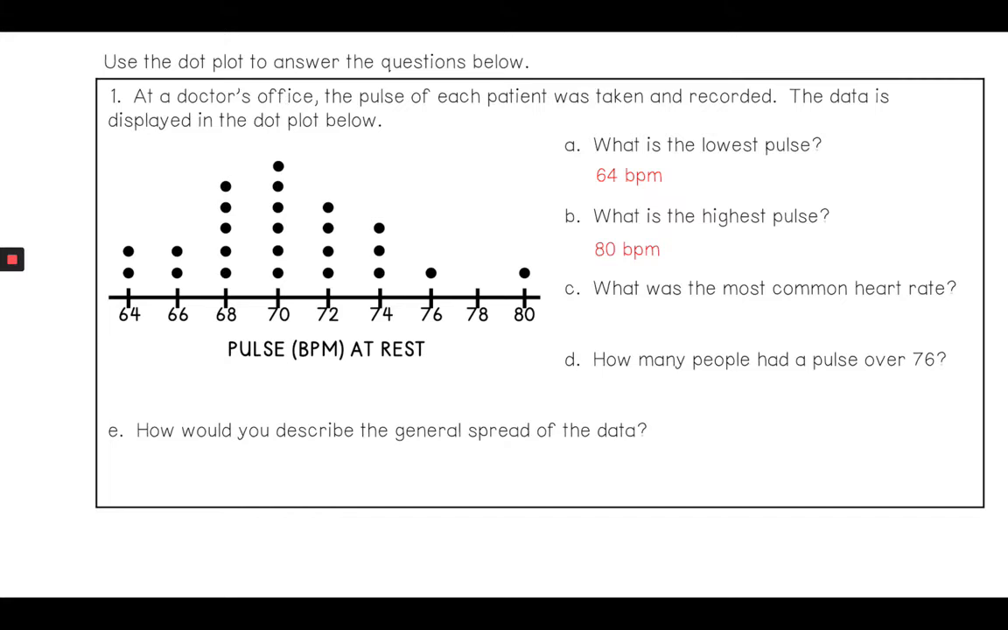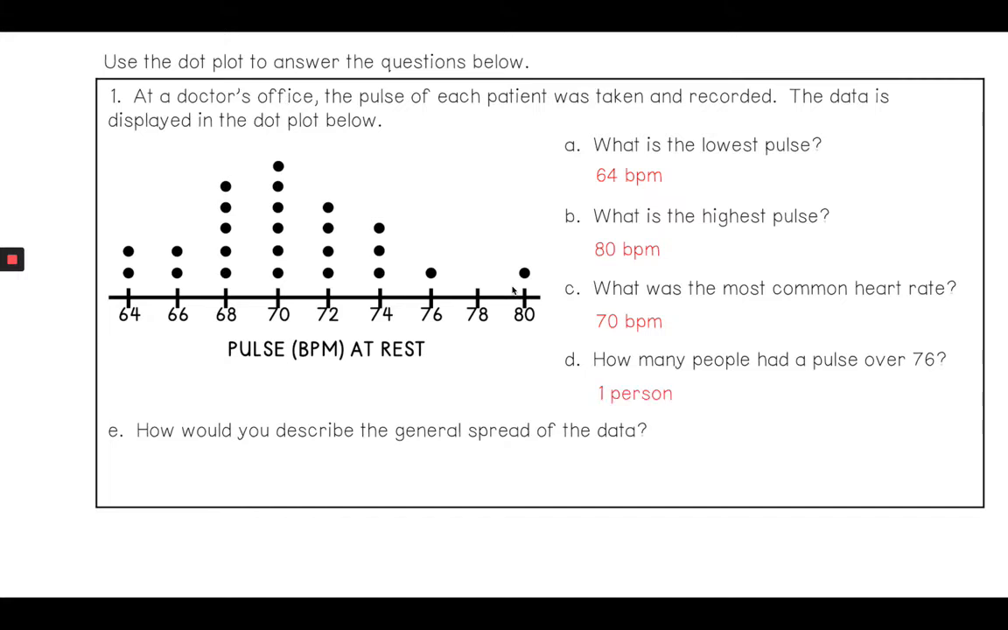And then what is the most common heart rate? That's a different way of asking what's the mode, or the most. In this case, 70 is clearly the most because it's the highest dot plot. So I go ahead and say that 70 beats per minute is the most common heart rate. Then how many people have a pulse over 76? I have to go to 76. There's one person at 76, but it says over 76, so I have to go above that. It looks like there's only one person that has a heart rate higher than 76.